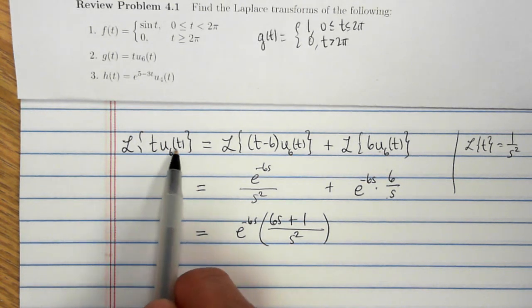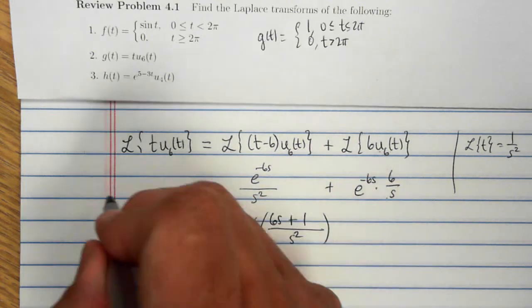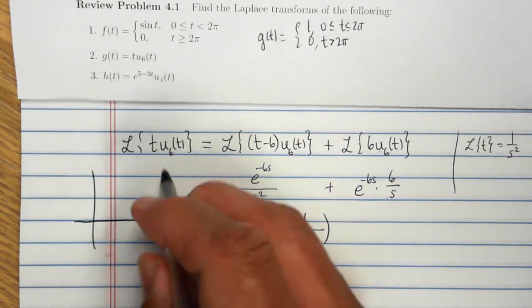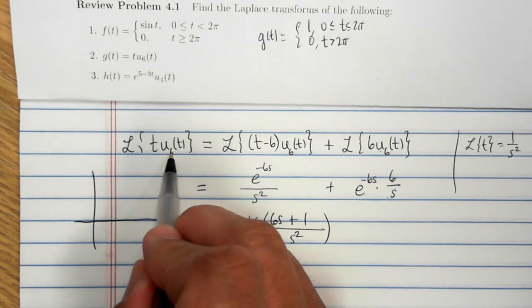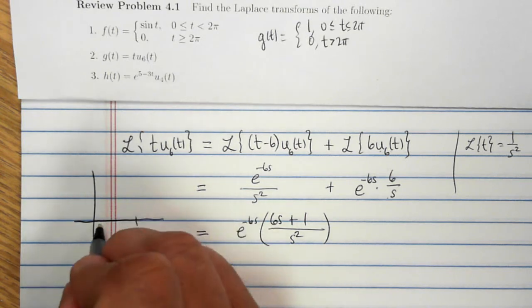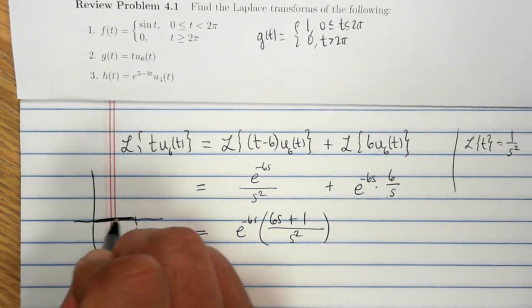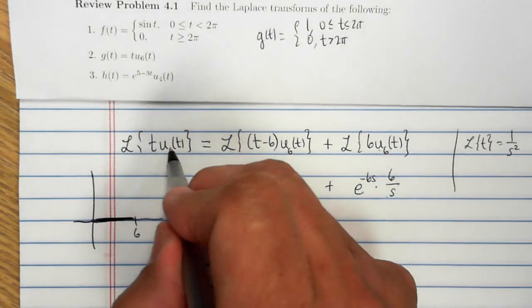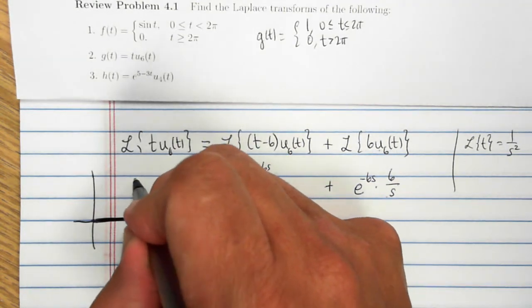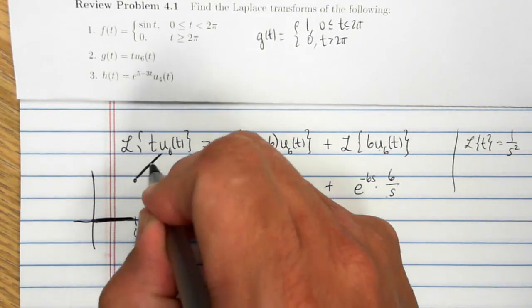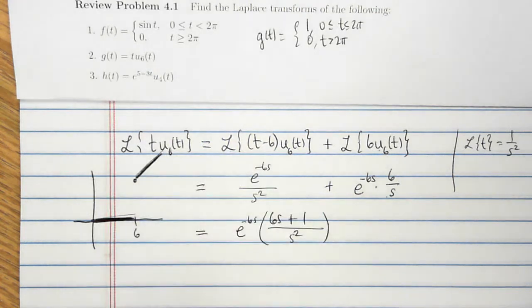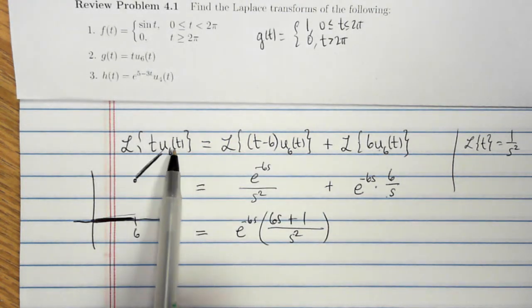And just a refresher, this function here, just to see what it looks like, up until time 6, it's 0. And then from point 6 onward, the graph looks like y equals t. So this is a discontinuous function that I'm modeling with this shorthand.